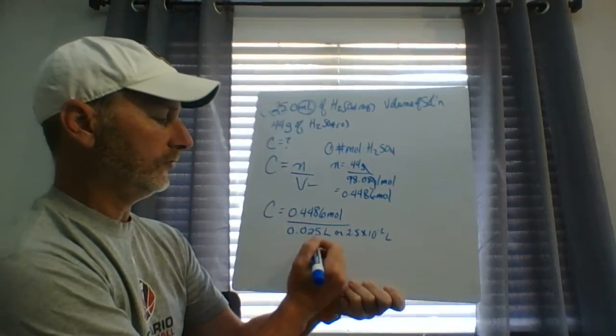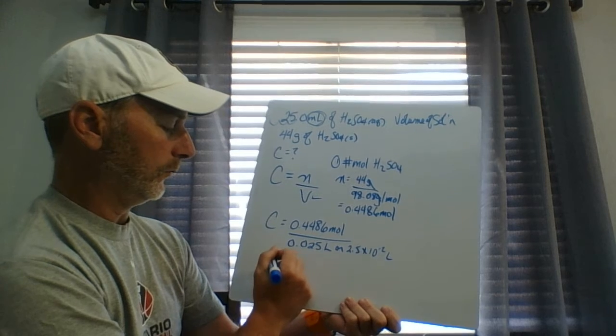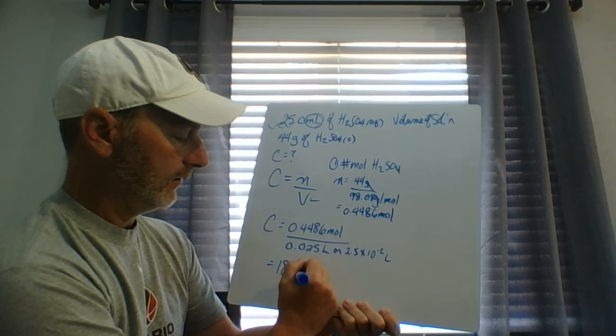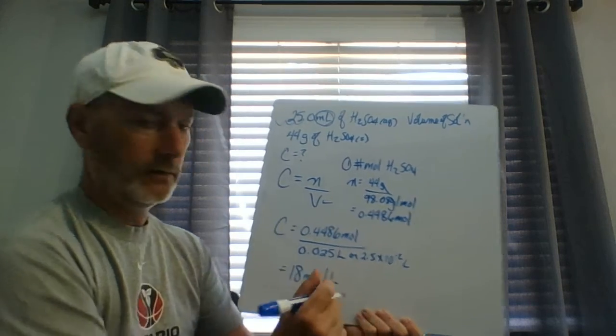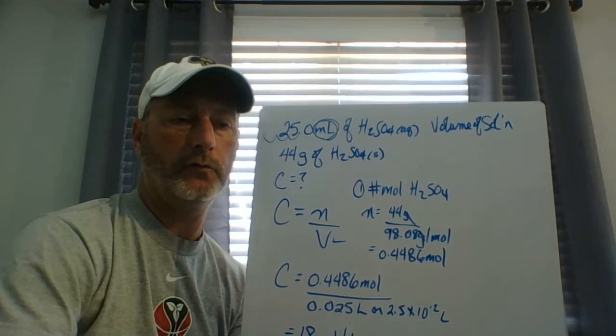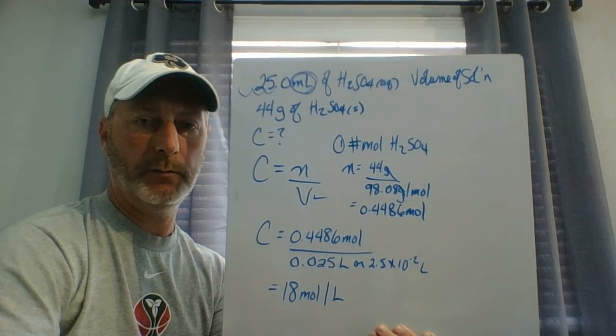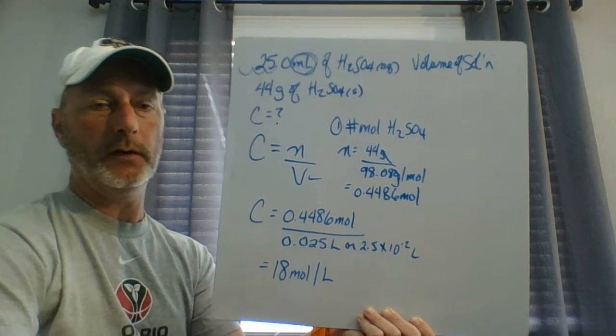Okay, when we do this division, we can see that we're going to get moles per liter, and it's going to come out to 18 moles per liter. So that's a super, super concentrated example. That would be a really, really corrosive acid. So we got to be really careful of that particular one.